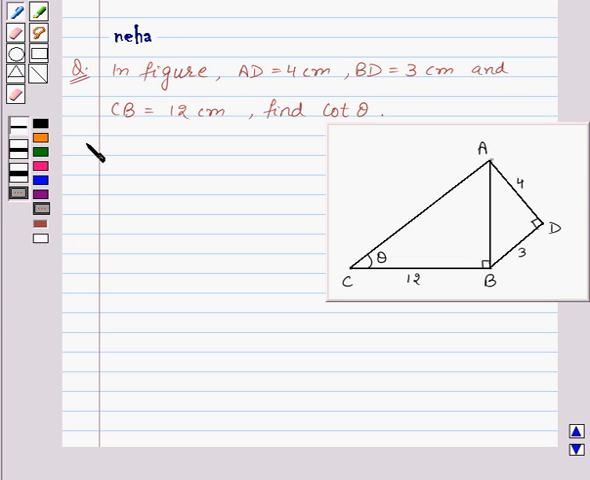Let us discuss the following question, which says in figure AD is equal to 4 cm, BD is equal to 3 cm and CB is equal to 12 cm. Find cot theta. Before moving on to the solution, let's recall that for any angle theta, cot theta is given by base upon perpendicular.